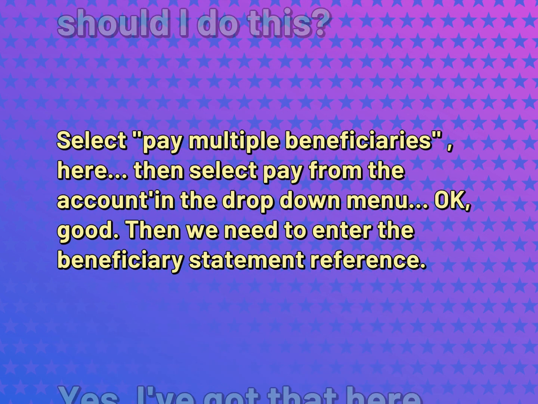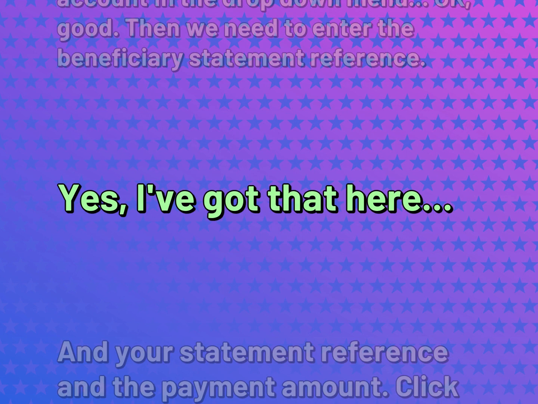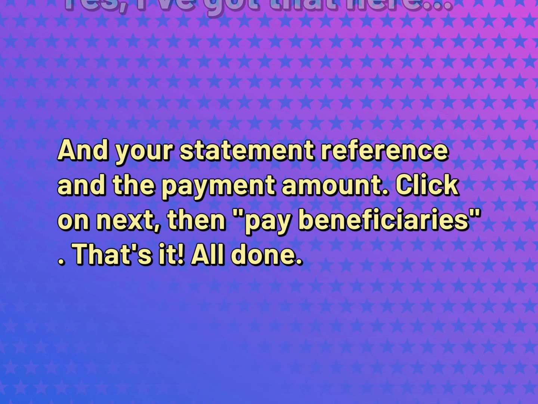Select Pay Multiple Beneficiaries. Here then select Pay from the account in the drop-down menu. OK, good. Then we need to enter the beneficiary statement reference. Yes, I've got that here. And your statement reference and the payment amount. Click on Next, then Pay Beneficiaries. That's it. All done.